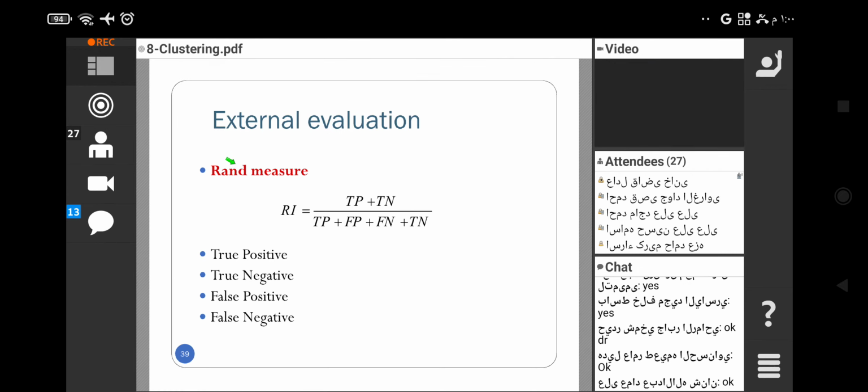The Rand measure is a method for external evaluation. You see the formula: true positive, true negative. It's the same formula as accuracy, no difference. But there is something that is important here.